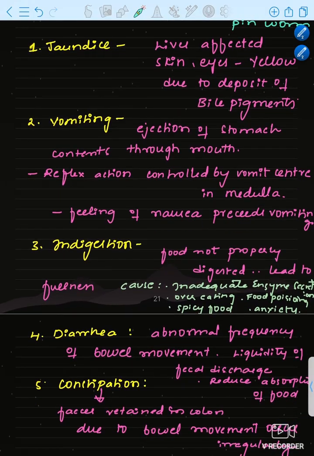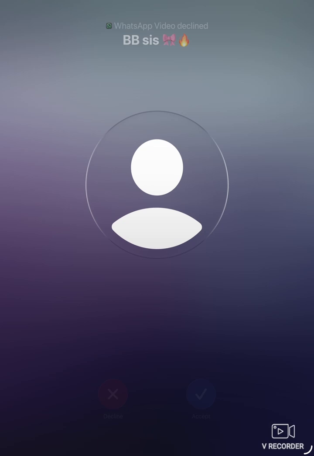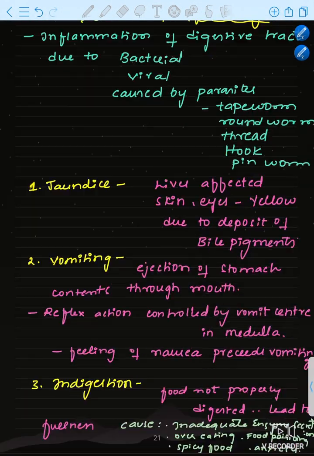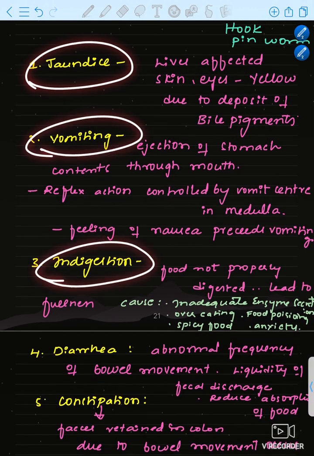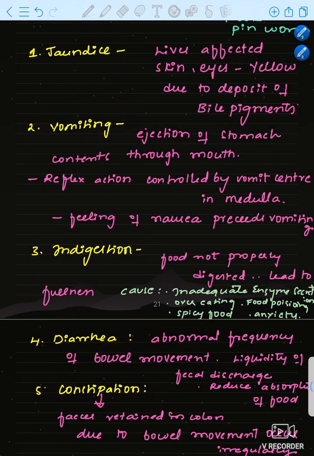So these are the disorders like jaundice, vomiting, indigestion, diarrhea and constipation. See, one by one it is so simple.